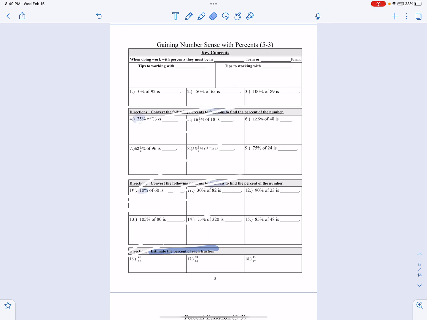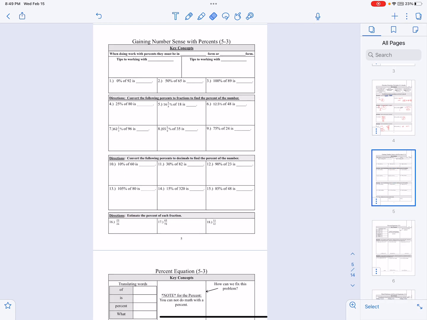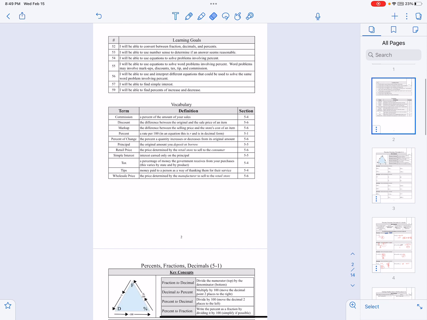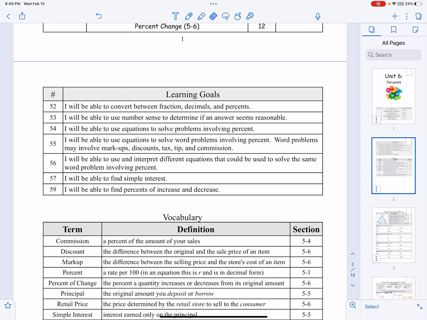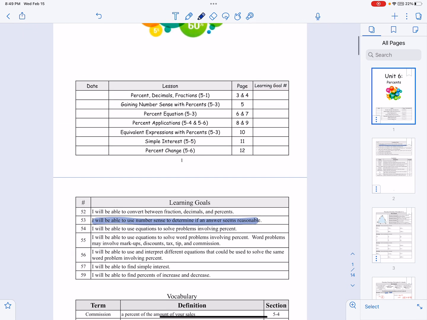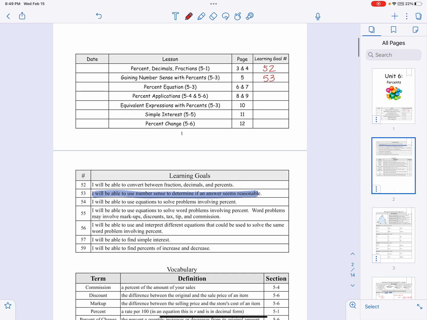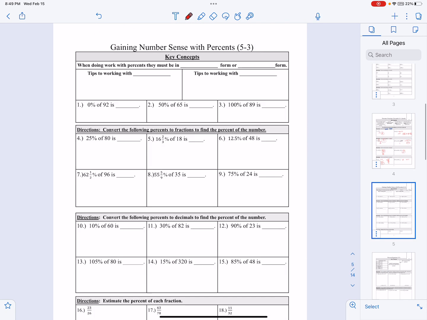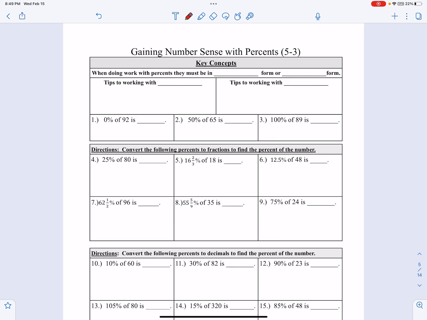Okay. So up in your page sorter, let's head up to the top. Today we're going to be focusing on using number sense to determine if an answer seems reasonable. Okay, so let's go ahead and mark in learning goal 53 here, not with a highlighter. And then we had 52 there for our percents, decimal, and fraction conversion. All right. So let's go ahead and take a look at today. I'll get rid of the page sorter here.